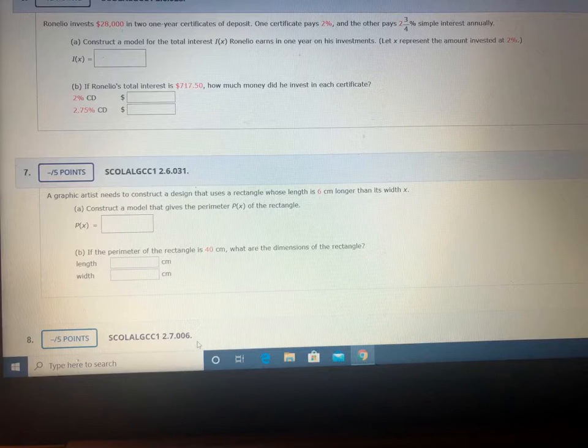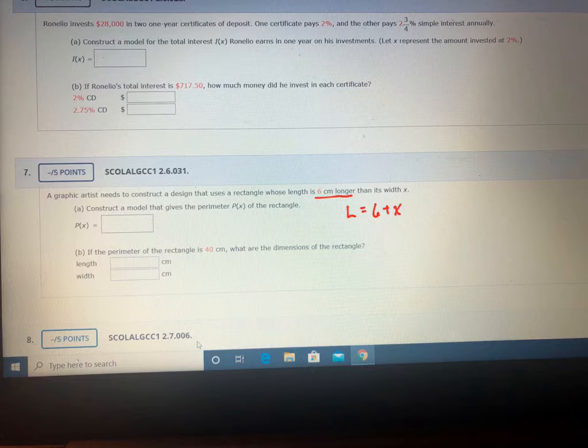This problem says, number 7, a graphic artist needs to construct a design that uses a rectangle whose length is 6 centimeters longer than its width. So the length is equal to 6 plus the width. And they're using x for the width, and we're going to use L for the length for now at least. It says construct a model that gives the perimeter.